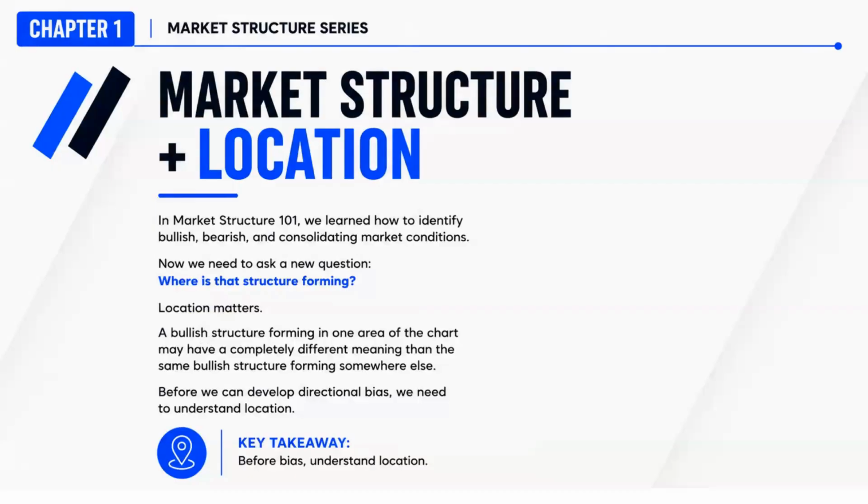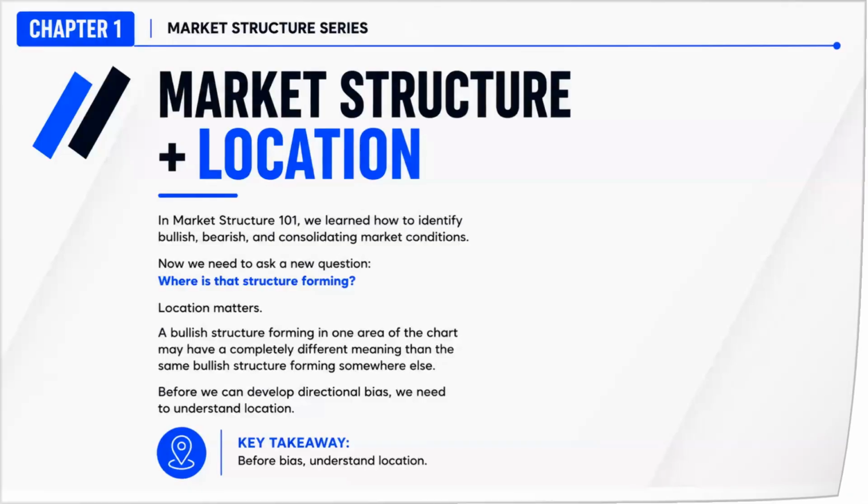So market structure and location. Where is that structure forming? That is the question we need to ask. Location matters. A bullish structure forming in one area of the chart may have a completely different meaning than the same bullish structure forming somewhere else. So before we can develop a directional bias, we need to understand location. So the takeaway for this page is before we get started on looking for a bias, we need to understand where we are in the chart.